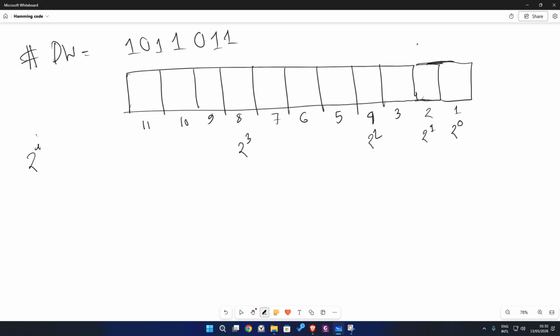So now let us put the data word into the data cells. In number 3 the first data bit, then in 5 the second, then the third, fourth, fifth, sixth, and the seventh one. So we have written the data word: the 1 here, the 0 here, the 1 here, then the 1 is on the 7th position, then 0, 1, and so on. We have put blanks here for the parity bits.